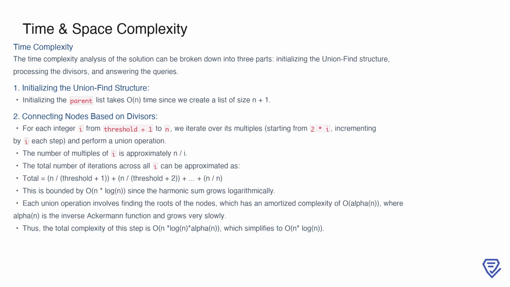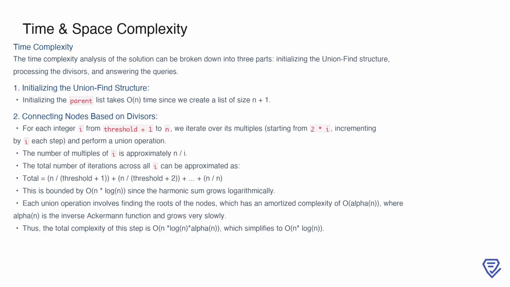Next, we focus on connecting nodes based on their divisors. For each integer i starting from threshold plus 1 up to n, we iterate over its multiples. For each multiple, we perform a union operation to connect the respective nodes. The number of multiples for any i is roughly n divided by i, and when summed across all integers greater than the threshold, this iteration count is approximated by a harmonic sum. Since harmonic sums grow logarithmically, the total number of iterations is bounded by n * log n.